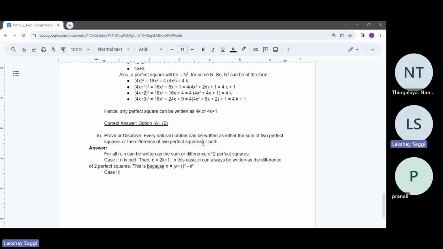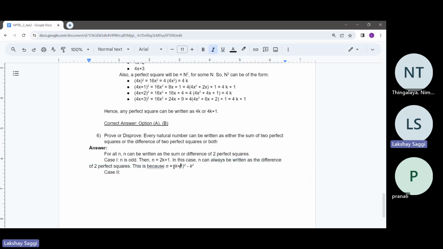So if we are able to show that it's a difference of two perfect squares, then also we are sort of done, because we need to show either it's a sum or a difference. And we have just shown that it can actually be written for all odd numbers just by difference. No need for sum also. Every n which is odd can always be written as difference of two perfect squares.